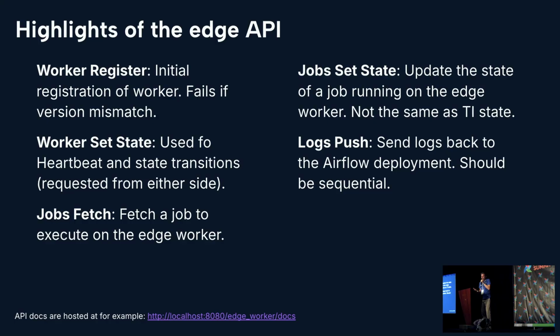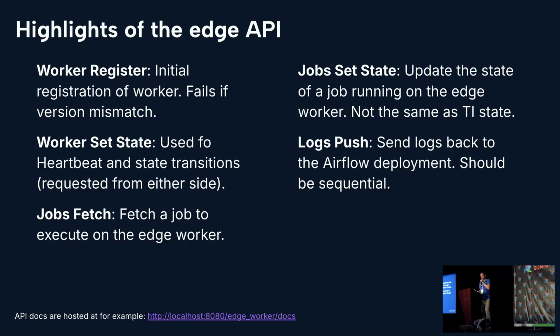The first, you need to register your worker. You send a payload to Airflow with your host name, the Airflow version you expect to run against, and the executor version. Then the server will either say, welcome, or no, you need to change your expectations. Once you have done that, you do a heartbeat with the set state of the worker, which also allows you to communicate to Airflow that you're going into maintenance or shutting down, and vice versa. Airflow can tell the worker to shut down via the heartbeat.